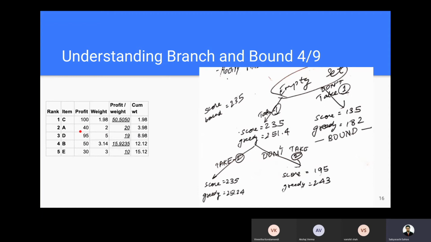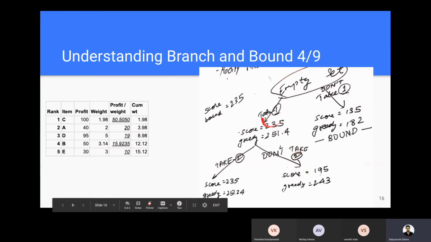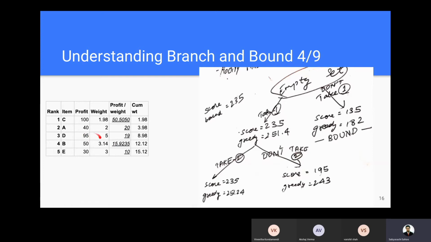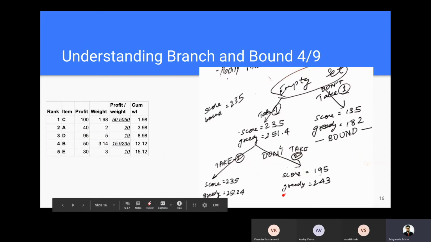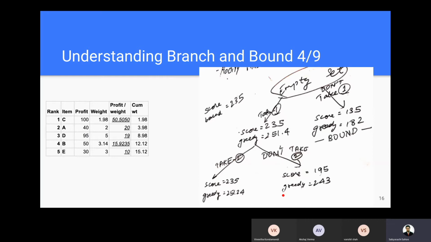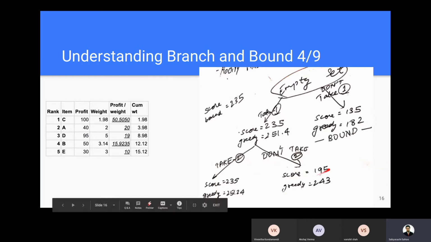If you take 1, 3, and 4, no, sorry, you cannot take 4. Extremely sorry. Because 1.98 plus 5 plus 3.14 sums up to a value greater than 10. Therefore, if you plan not to take 2, and you have so far only taken 1, then you can only take 3, and you cannot take 4 because it will exceed your knapsack capacity. So your score becomes 195 because you have taken 1, not 2, and 3. And the greedy value, of course, can take a fractional value of 4. So the greedy value here is 243.